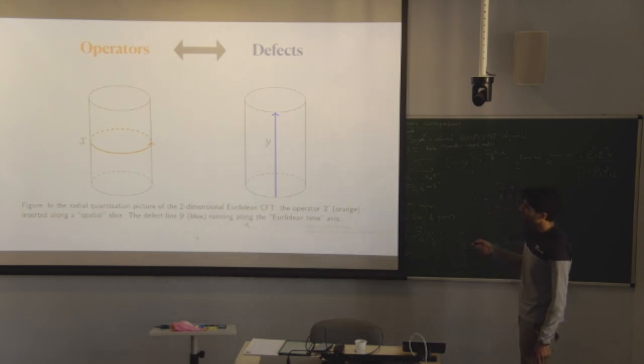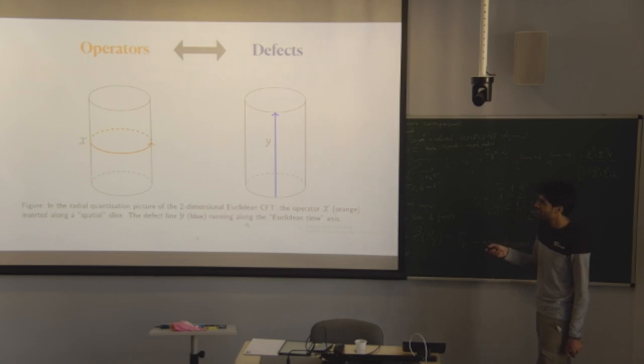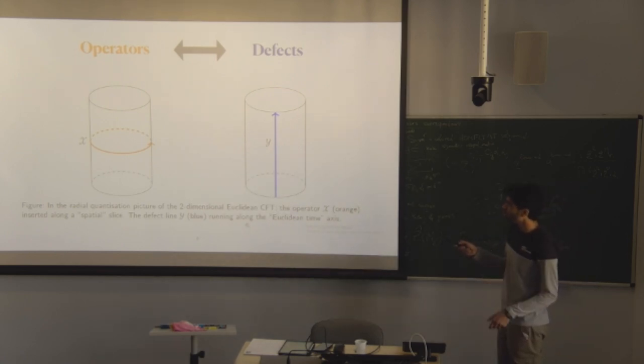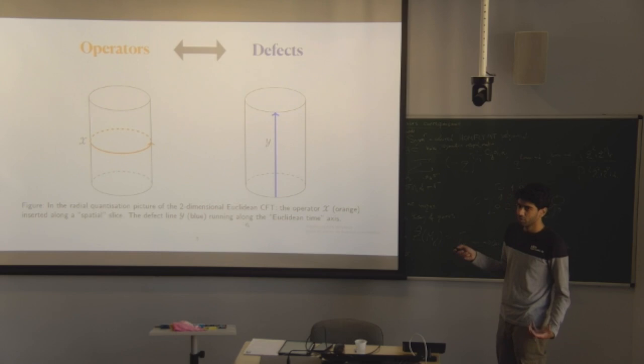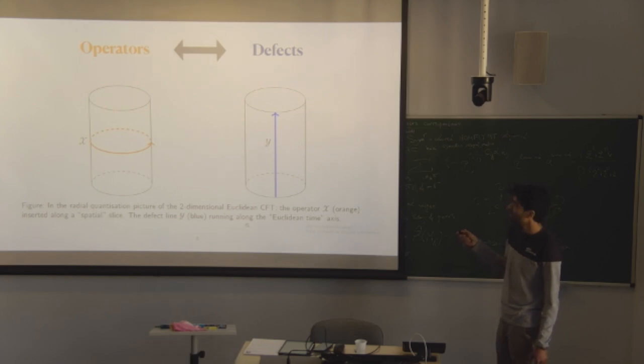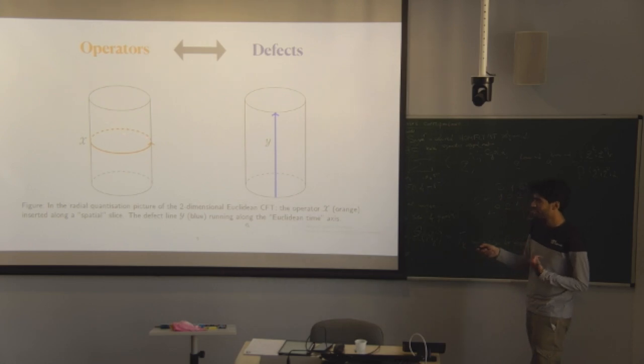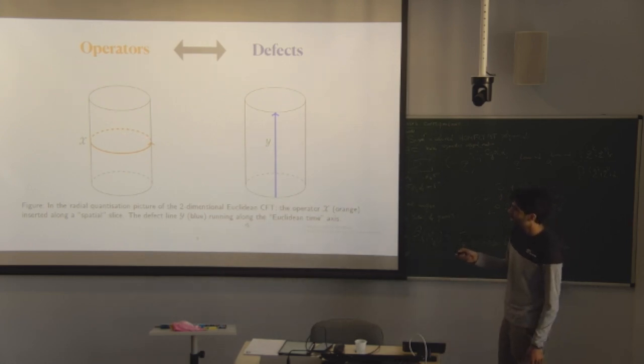The line operators have two kinds of meaning. One is the operator meaning: you define the action of the operator on a local state, and you can also define that as a defect. What we mean by this is that if you have an operator encircling the spatial slice, the S^1, then you have an action, which we'll define shortly, on a local operator, which is a state in the Hilbert space of the CFT.